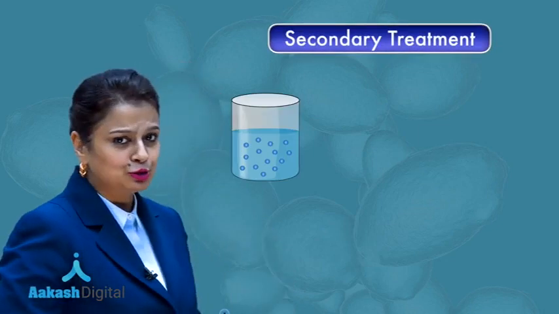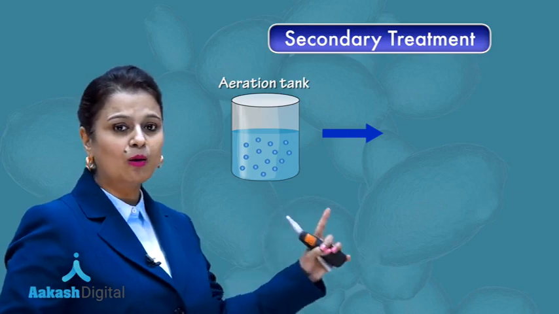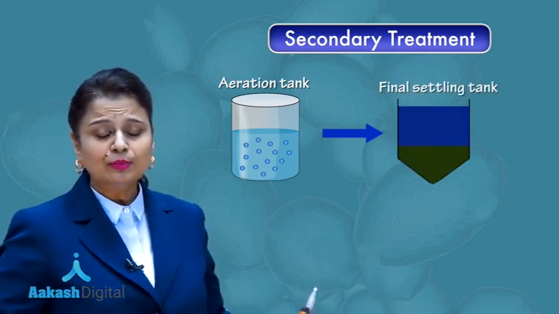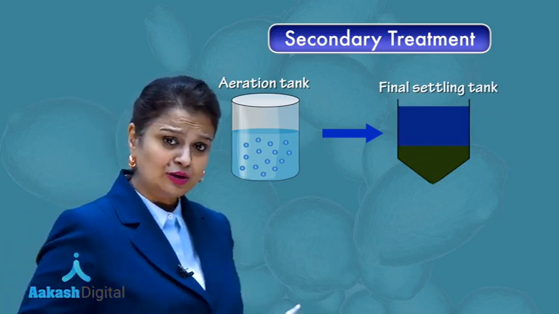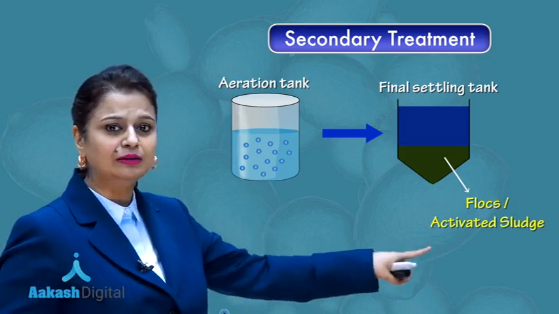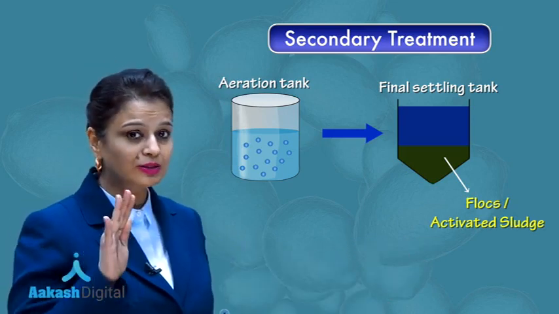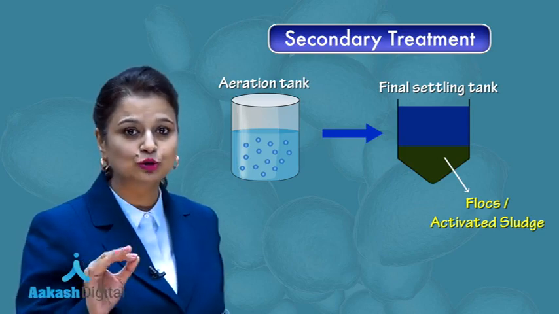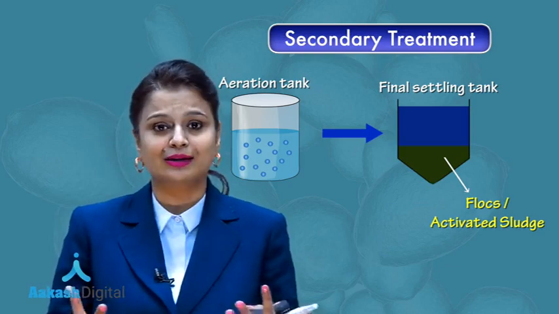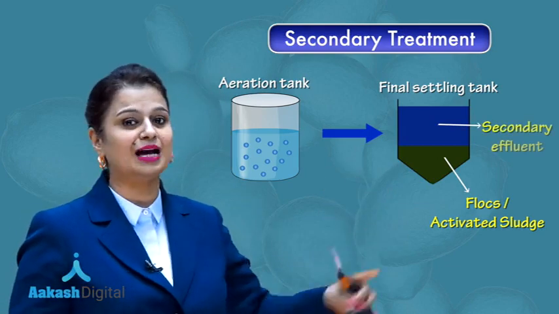Now what you are going to do? You are going to transfer all this material, all this water into secondary settling tank. Because flocs are heavy, they are going to settle down, they will sediment, and sedimented flocs represent activated sludge. Now it is not primary sludge, now it is not biosolid, now you are going to call it as activated sludge or secondary sludge. And supernatant is known as secondary effluent.